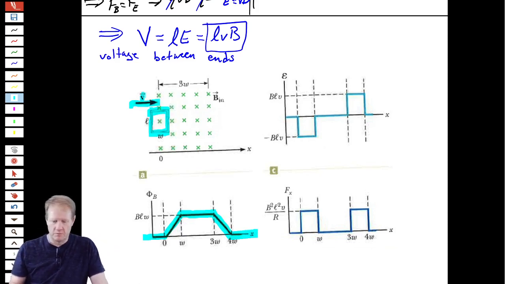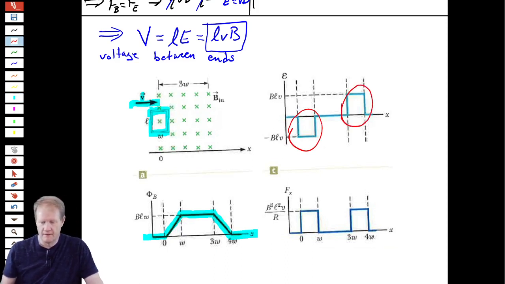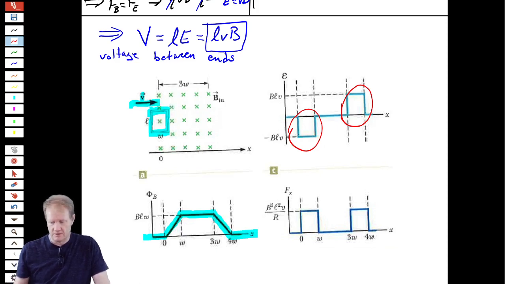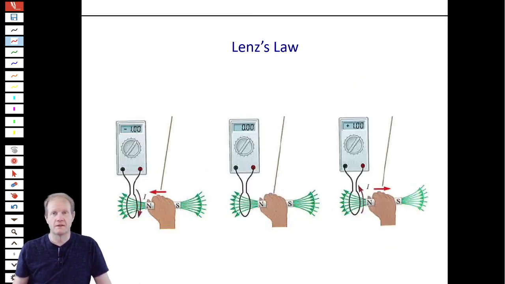So it's these places where the derivative of that flux in time is non-zero. Here is your EMF. You get an EMF in one direction as you enter, and then as you leave, you get an EMF in the other direction. When you're in the magnetic field just flying along, the EMF is 0 because the flux is not changing. The derivative of a constant flux is 0. So that's the way to think about this.